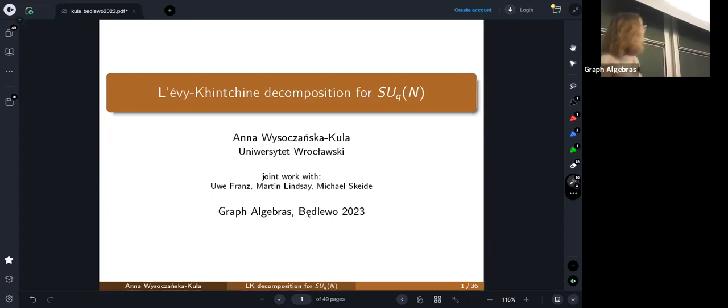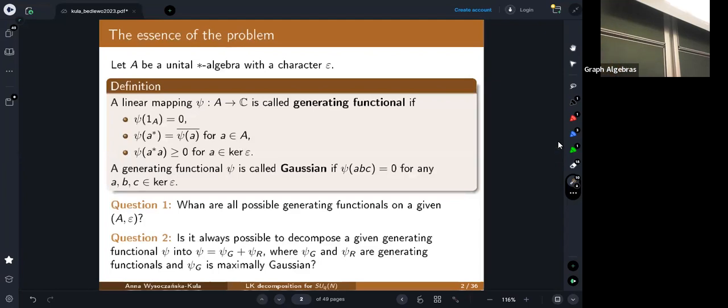So I'm going to talk about Lévy-Khintchine decomposition for a very specific family of quantum groups, namely SP2N. This is joint work with Franz Martin, and it's a nice opportunity to recall the results that were found almost two or maybe more years ago, but recently we finally got our paper accepted for publication, so I will be able to give you at least some first details about it.